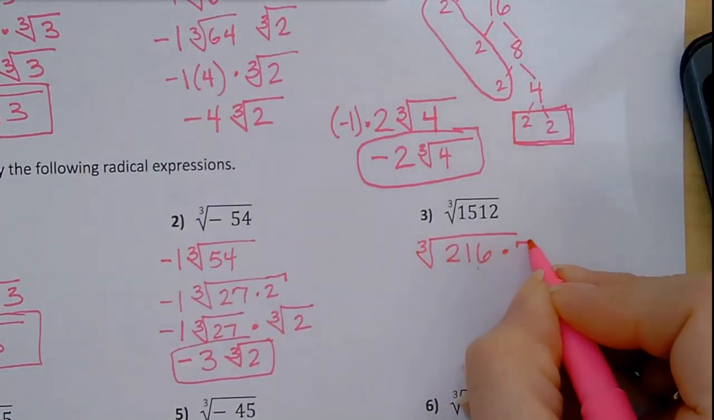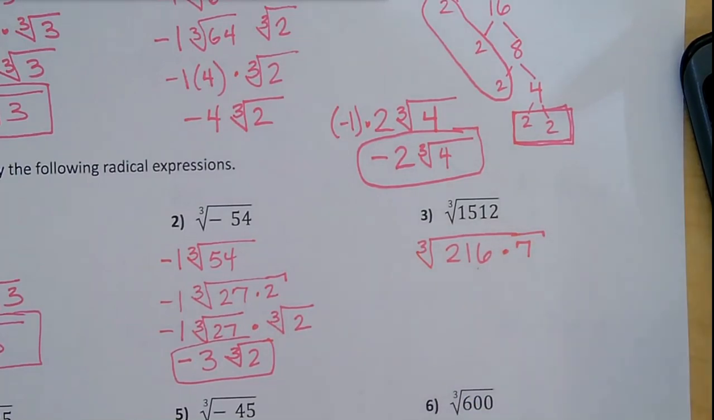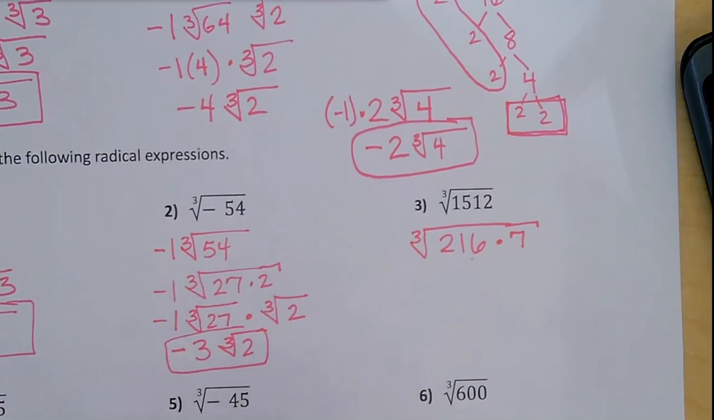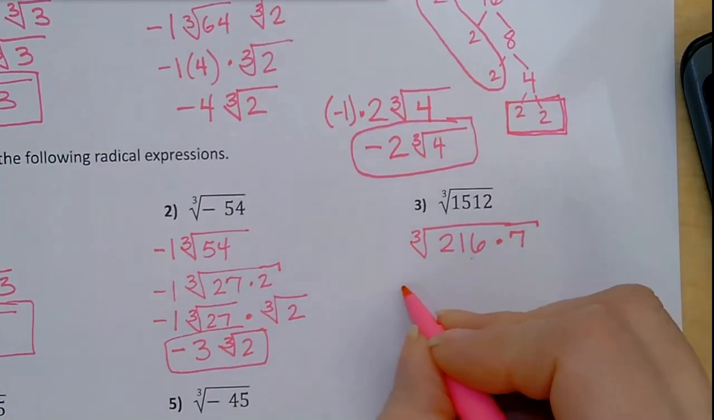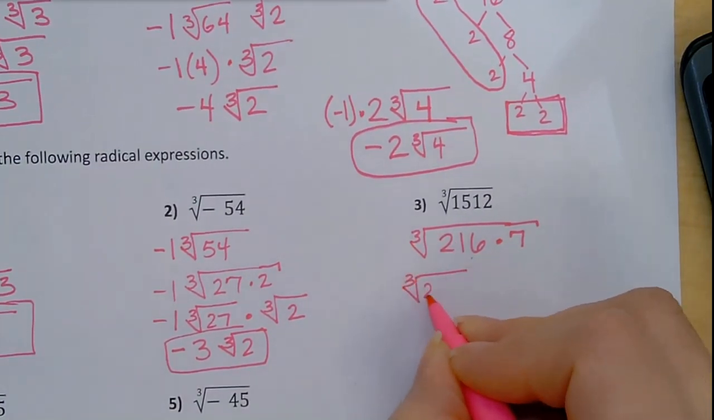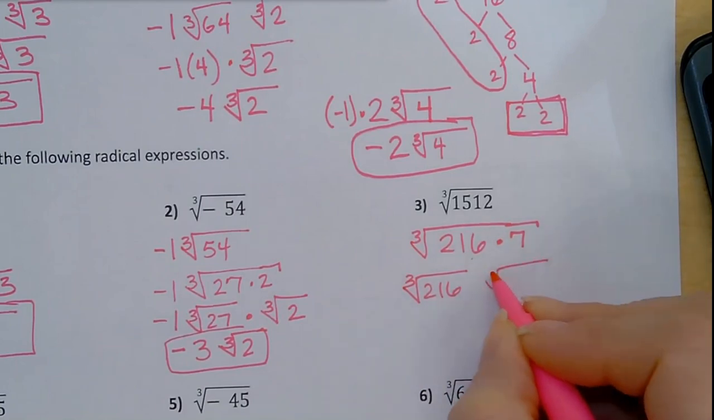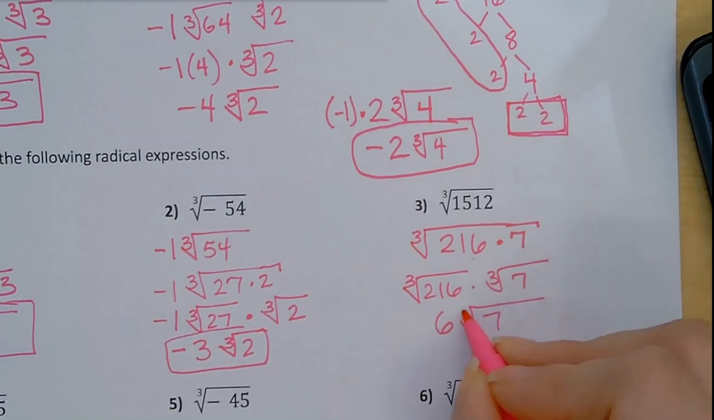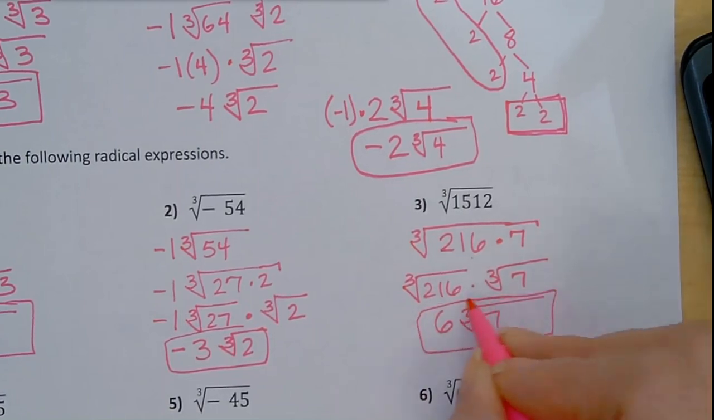216 times 7. So I just kept dividing and trying to find which one of those perfect cubes is a factor of 1512. That's yet another method, lots of ways to do these problems. I did that because now I have the cube root of 216 times the cube root of 7, which is 6 times the cube root of 7 as my final answer.